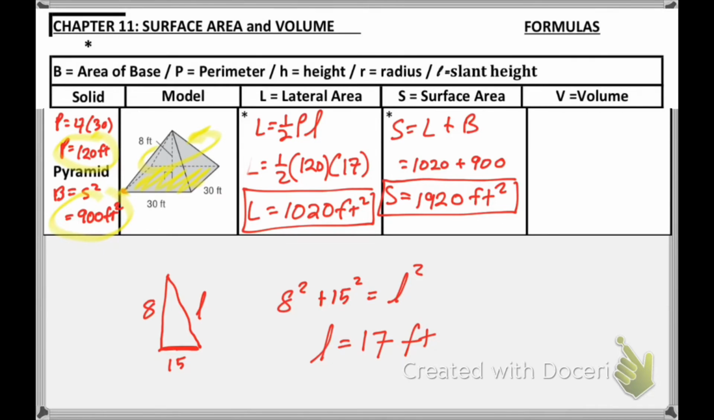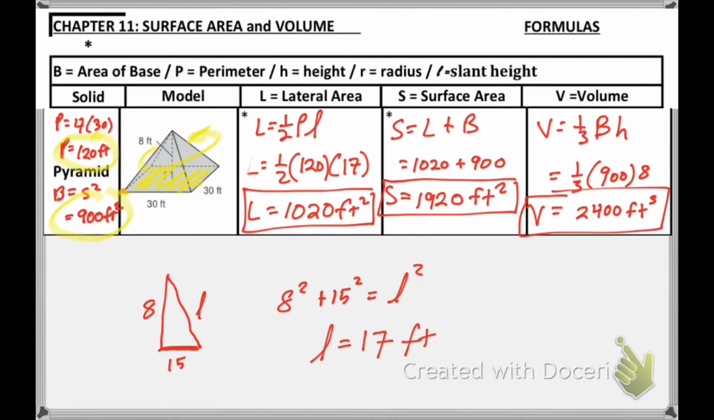Now let's look at volume. The volume is equal to 1/3 area of the base times the height, 1/3 of 900 times the height, which is 8. And this gives me 900 divided by 3 times 8 gives me 2,400 feet cubed. And that's my volume. And don't forget, for volume, you have feet cubed, units cubed, power of 3. So that's your total volume for your pyramid here.